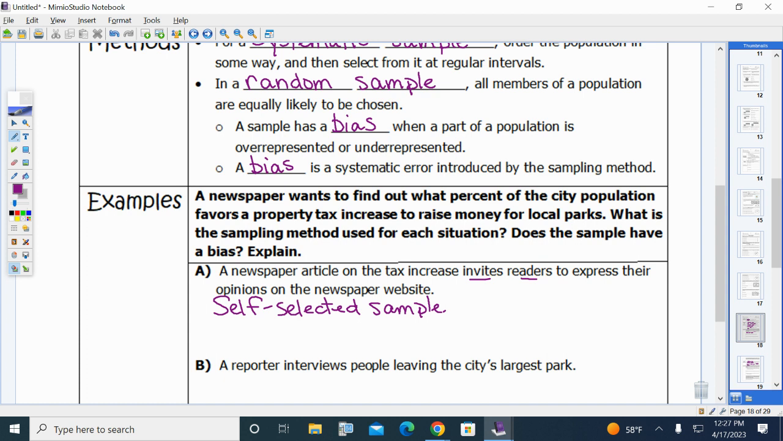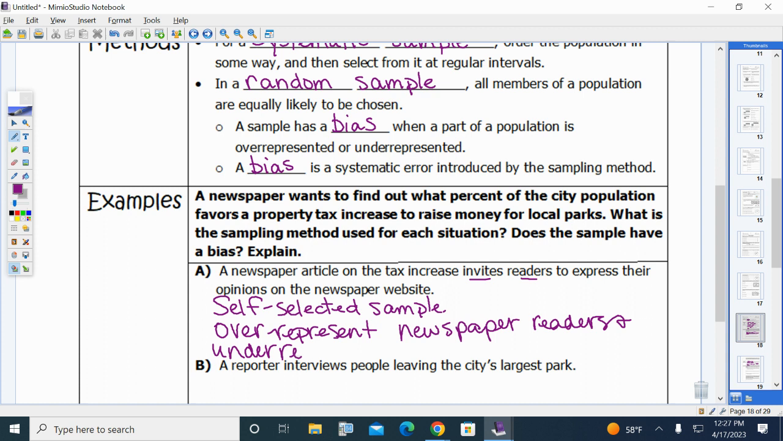So you would fill in your answer there based on that, if you think of some other type of bias. But I'm just going to quickly say it overrepresents the newspaper readers and underrepresents those not reading.